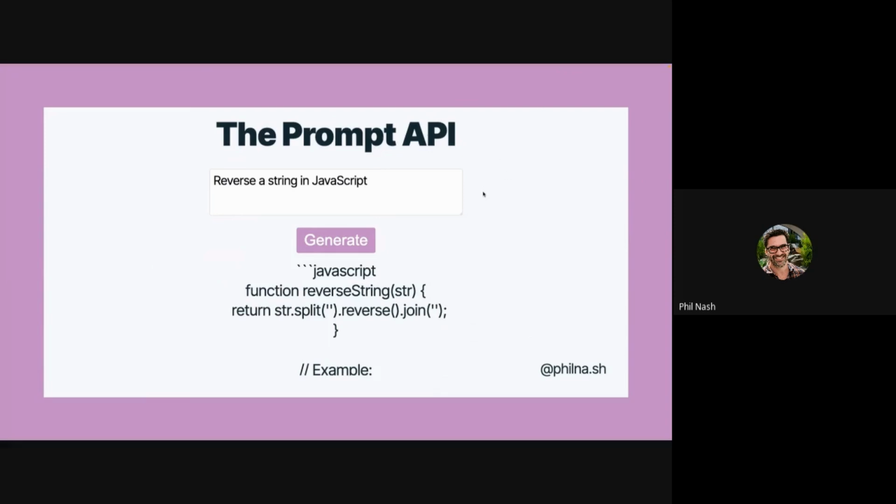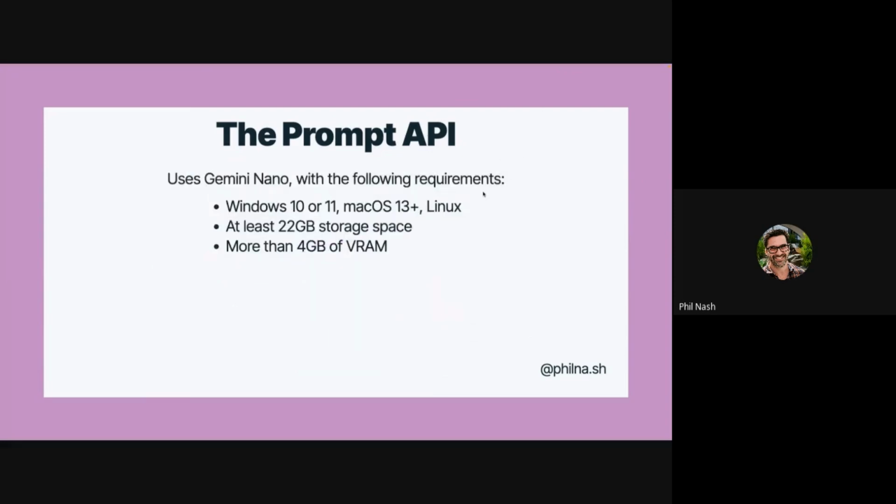I think that's cool. There are some things about it that currently make it not easy to run. This is a large language model, so it requires some power behind the machine that you're using. Currently it runs on Windows 10 or 11, macOS 13 plus. It does run on Linux. I think it was coming to Chrome OS. Maybe that's happened, maybe it hasn't. I can't remember. I don't have a Chrome OS device to test with. It does require you to have at least 22 gigabytes of storage space on the device.